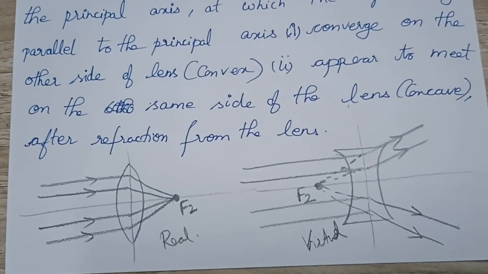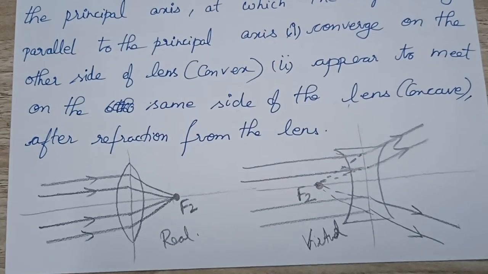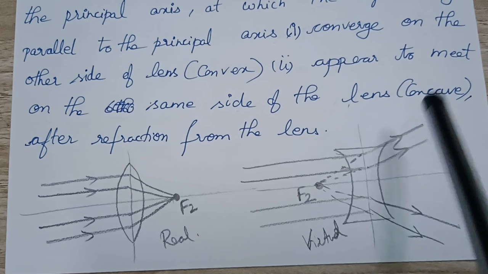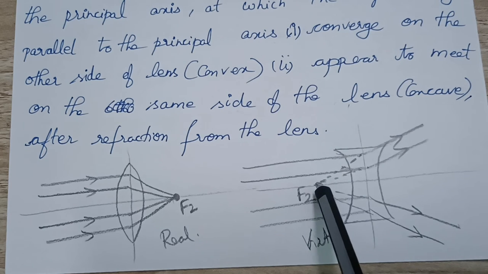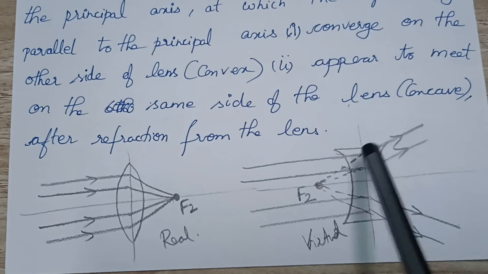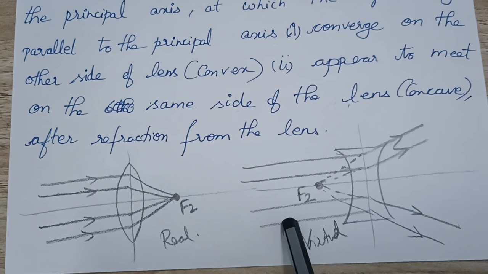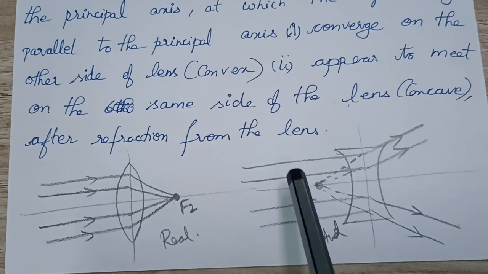Clear on this? So the second principal focus in the case of a concave lens lies on the same side of the lens. Even after refraction it lies on the same side of the lens. This is your two principal foci of convex and concave lens.